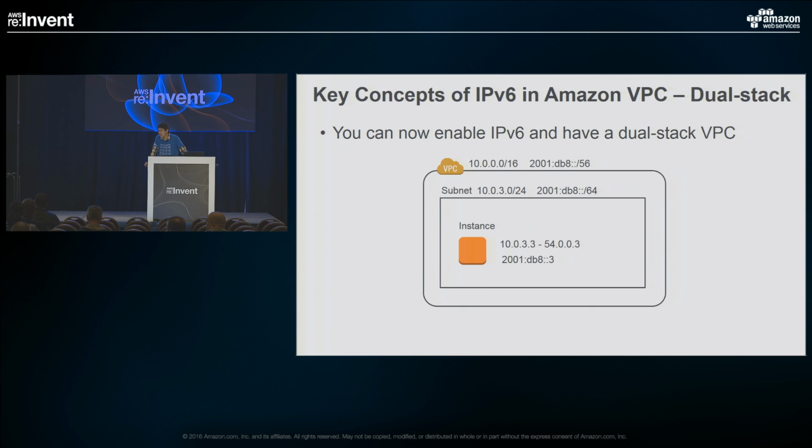And when we say dual stack, that means the VPC, the subnet, and the instances will be able to have both IPv4 and IPv6 addresses. So when it communicates with the internet or other resources, it can use either one.